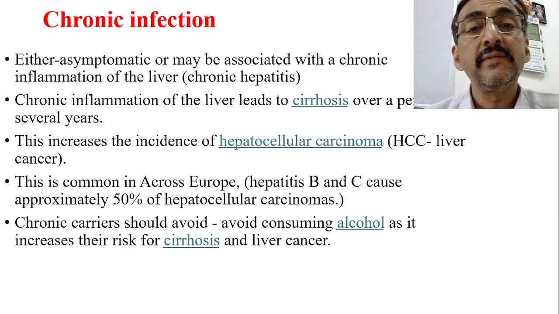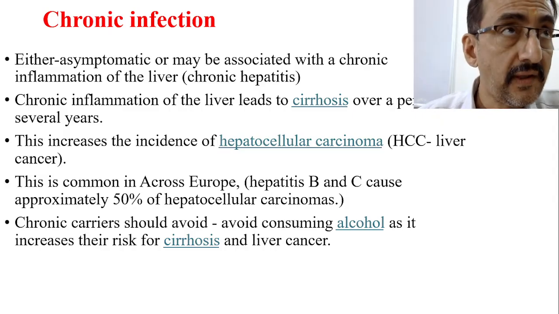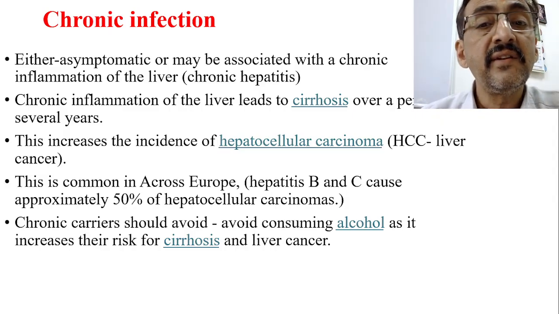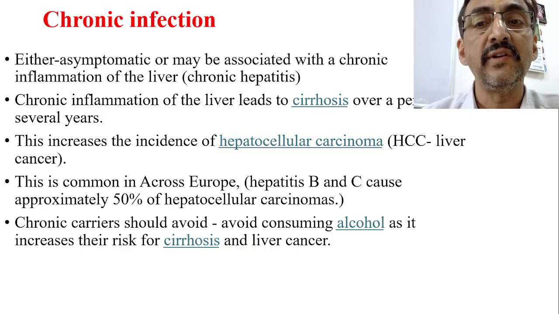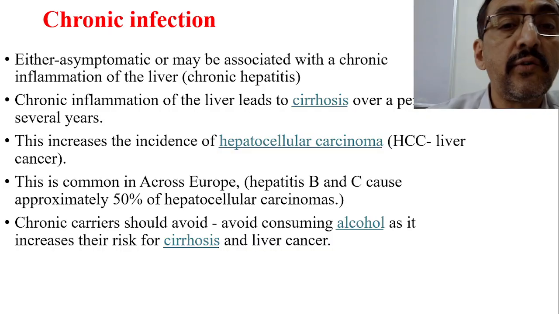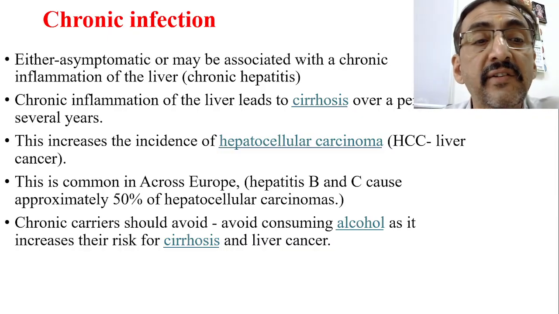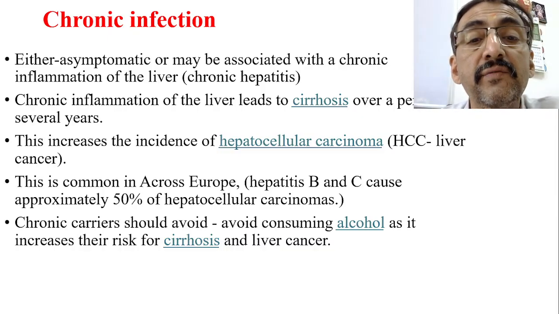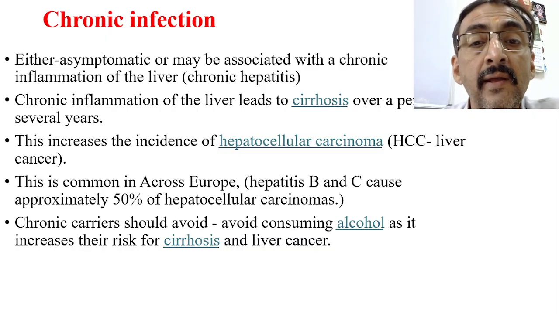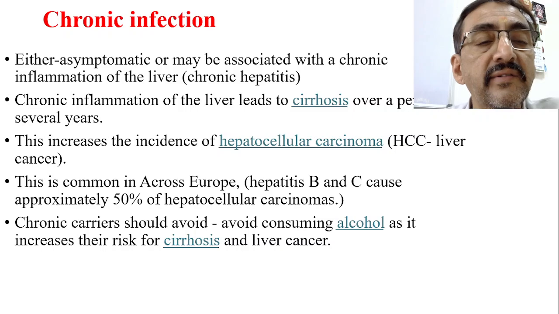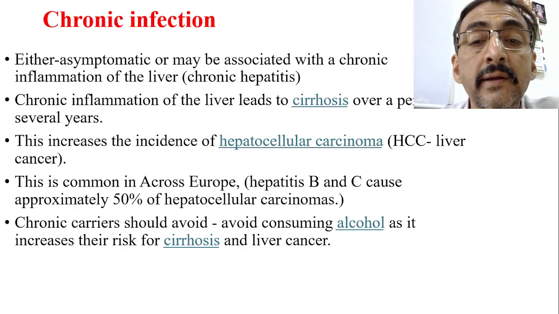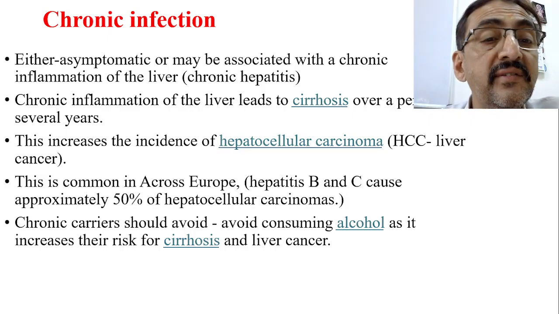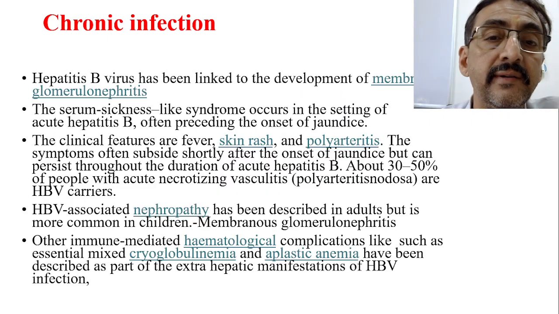Chronic inflammation of the liver leads to cirrhosis over a period of several years. It increases the incidence of hepatocellular carcinoma also, because some of the antigens which are produced are also carcinogenic. This is very common across Europe. Hepatitis B and C cause approximately 50% of hepatocellular carcinomas. In Europe, the most common cause of hepatocellular carcinoma is hepatitis B virus. The chronic carriers should avoid consuming alcohol, as it increases their risk of cirrhosis and liver cancer.